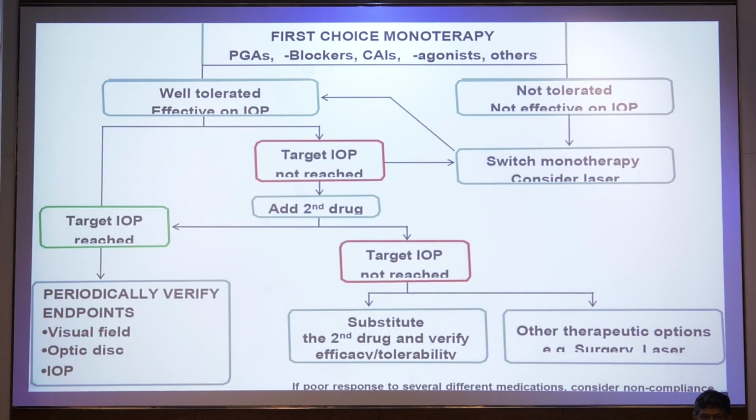While if the target IOP is not reached, we add a second drug, and still if it is not reached, then we substitute the drug or verify the efficacy. Other therapeutic options are surgery and laser, and if it is not tolerated and there is not effective IOP control, then we switch the monotherapy or consider laser till the target IOP is reached.